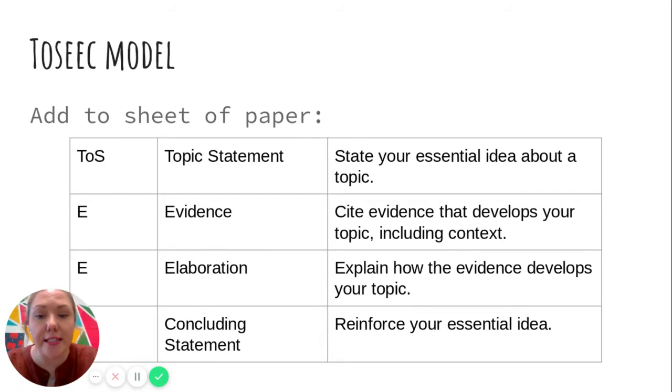And then the C for concluding statement, you're going to reinforce your essential idea. So your topic statement and your concluding statement should go together. Okay, they go hand in hand. But the concluding statement, where in the topic you're introducing your essential idea, the concluding statement is where you're going to drive it home. You're going to run it into home base. You're going to make it known again, but you're going to use that statement to tie all of it together.